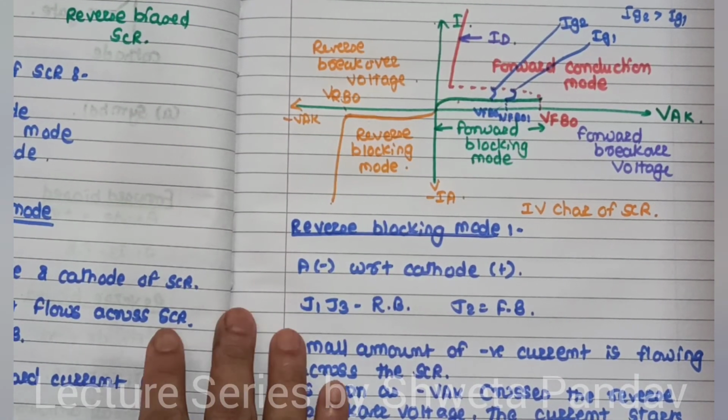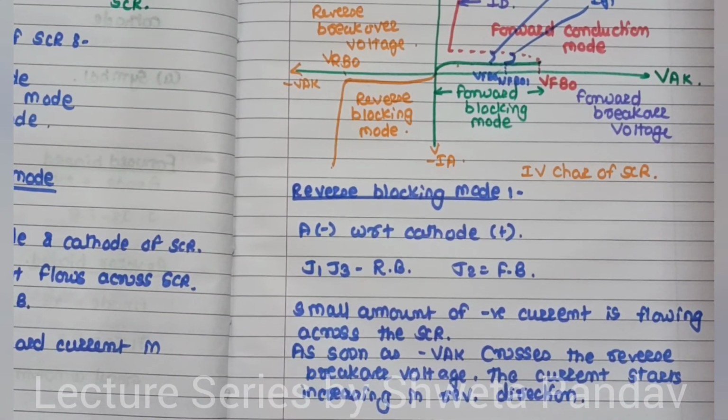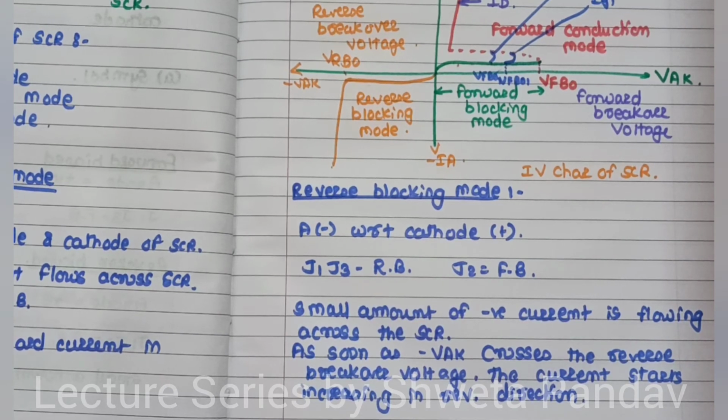Now in this session we have seen different points of the SCR, including what an SCR is: a silicon controlled rectifier. We have seen the symbol of the SCR, its construction, what is meant by forward and reverse bias, and the different operating modes of the SCR.